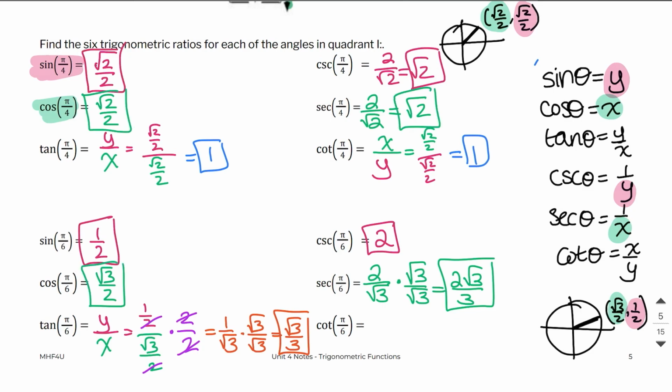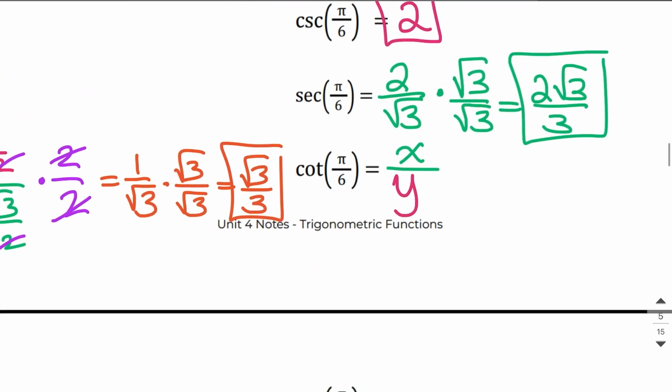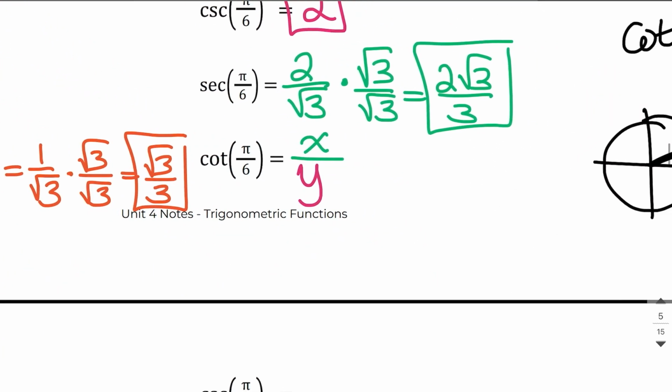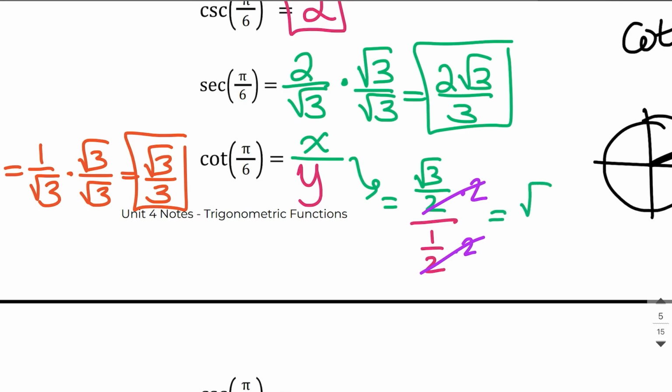Okay, and then lastly, cotangent is going to be x over y. And we know that the x is going to be, I'm going to just zoom in on this so you can see what's going on here. We know that the x is going to be root 3 over 2. And we know that the y is going to be 1 over 2. And I can simplify this by multiplying by my common denominator of 2. Those 2's cancel, those 2's cancel. So I end up getting root 3 over 1, which is just simply root 3.